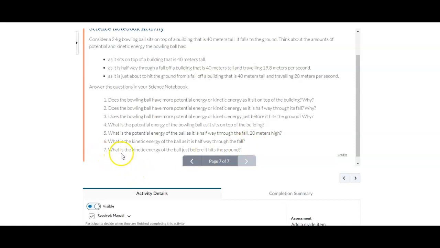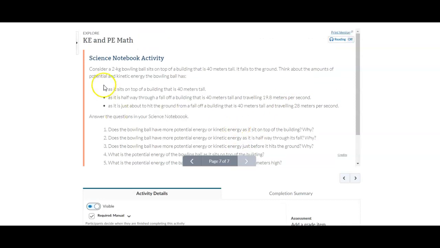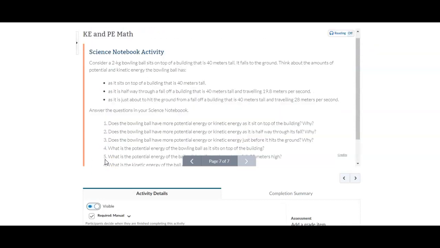And then finally, number 7, what is the kinetic energy of the ball just before it hits the ground? So the speed here is over here. So we're plugging in 1/2 of the mass of 2. So that's just 1. And then the velocity here is 28 meters per second. So 28 times 28 is 784. So it's the same number as the potential energy that was calculated at the top of the building. It's got the same kinetic energy right before it hits the ground. So 784 as well. So that gets you through all the notebook activity questions as well.